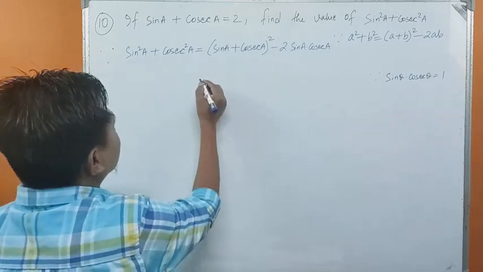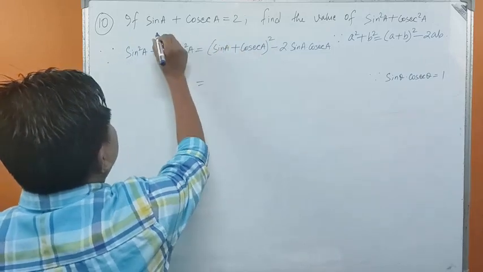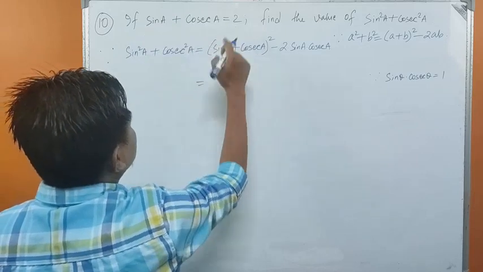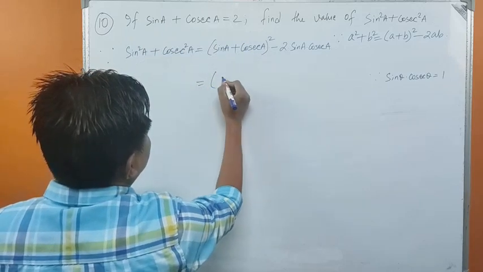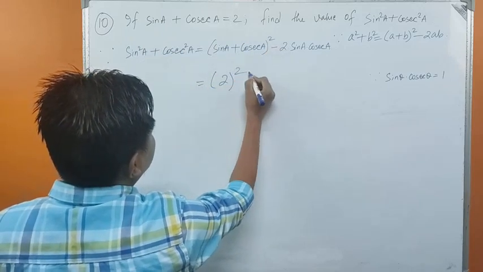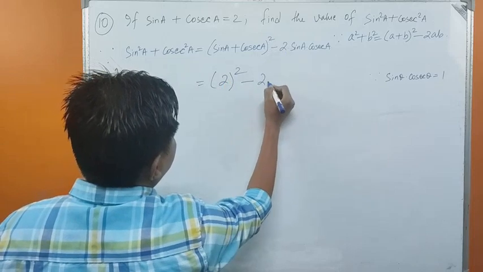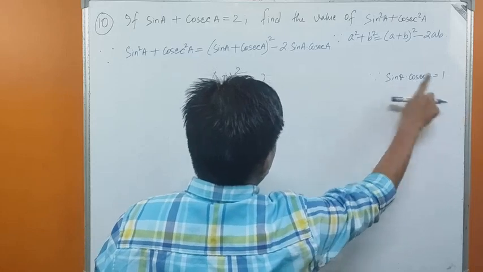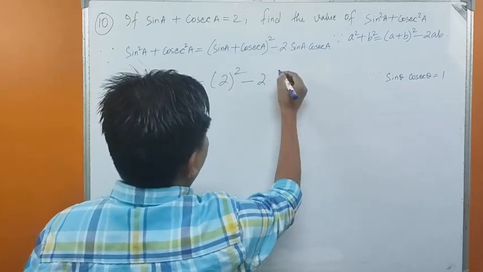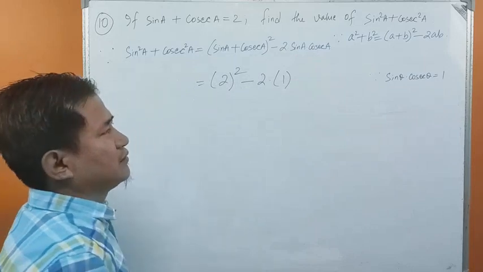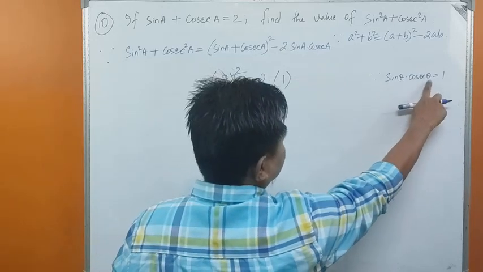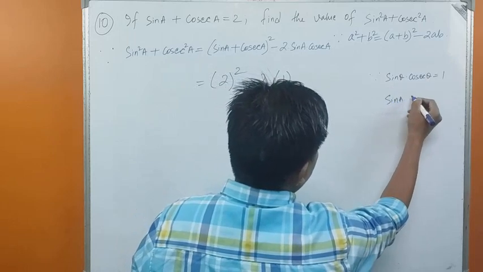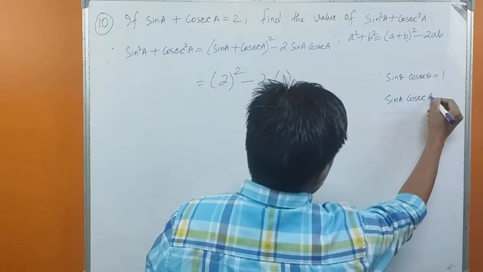Okay, now sin a plus cosec a is given to us. The value of sin a plus cosec a is given to us as 2. So we write sin a plus cosec a, 2, whole square, minus 2 into sin a into cosec a. So sin theta into cosec theta is 1. So sin a into cosec a is 1. Here a and theta are the angle. Angle must be same, theta and theta. Similarly, sin a into cosec a equals 1.